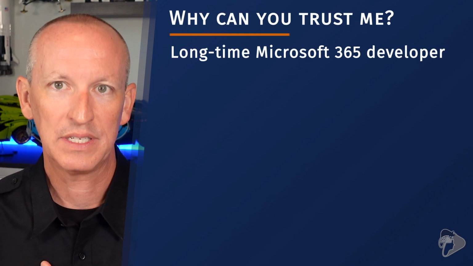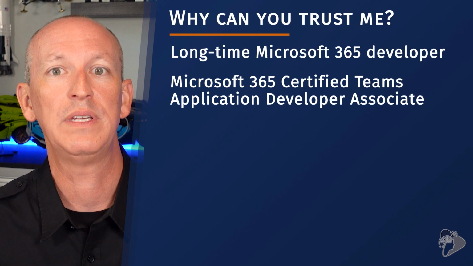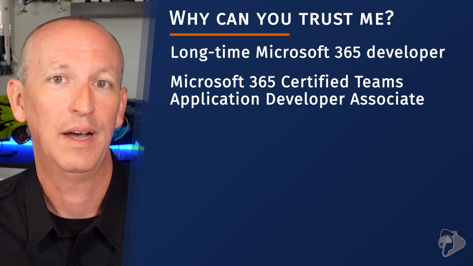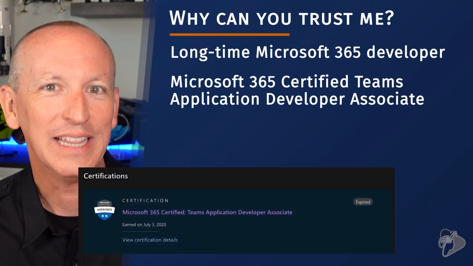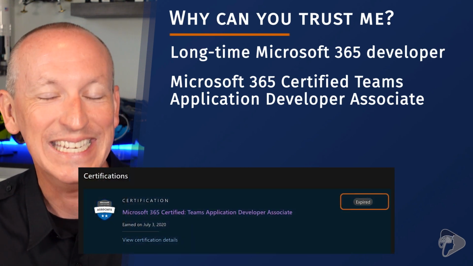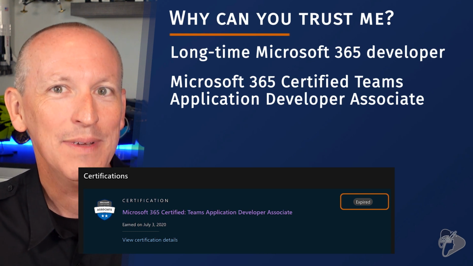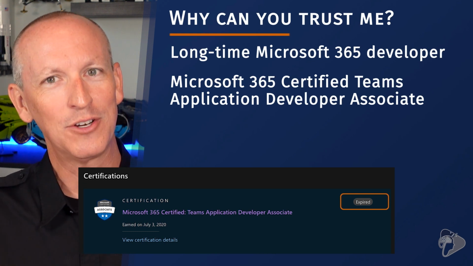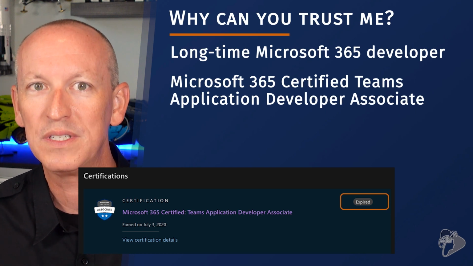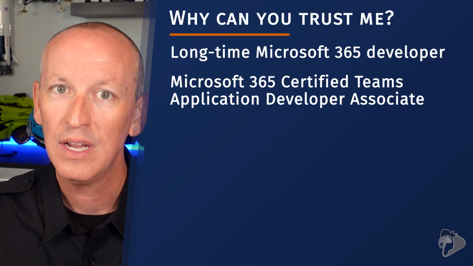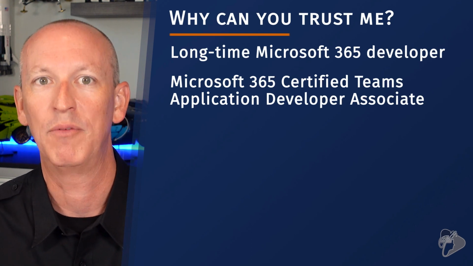Now, I've passed the MS-600 exam and acquired the Microsoft 365 Teams Application Developer Associate certification. Well, I was certified. I actually let it expire intentionally, and I intentionally didn't renew it. Why? Well, because once you pass the exam, you can't retake it. And I wanted to make sure that I could keep taking the exam once they published updates so that I could see what changed for myself and make sure that this course contained the latest information.